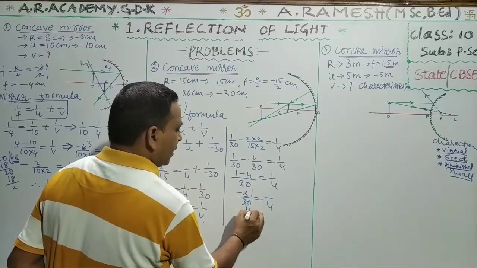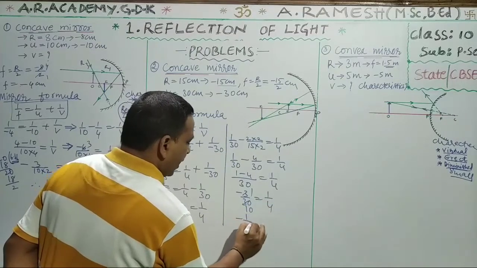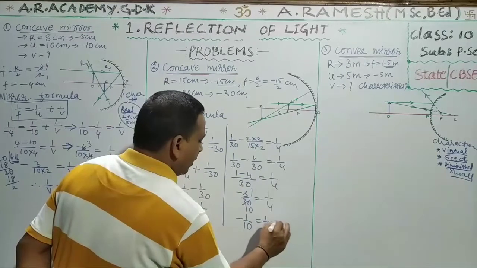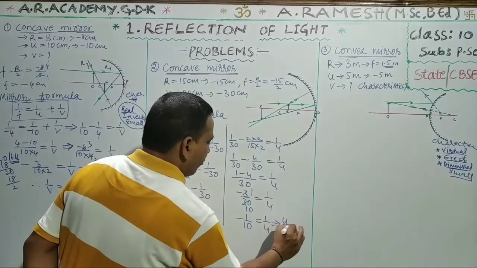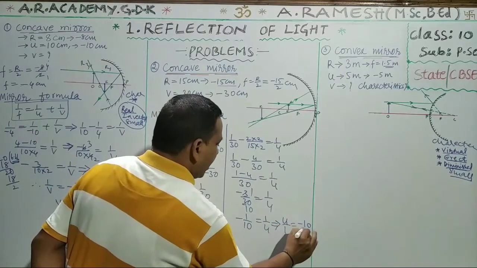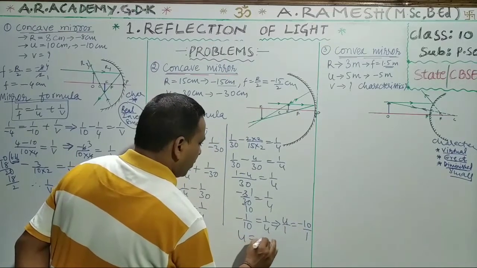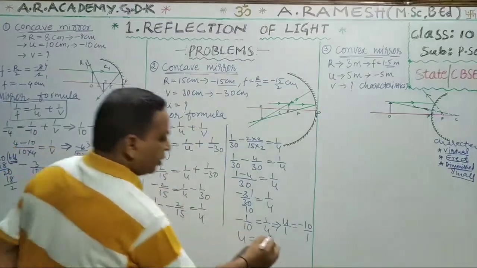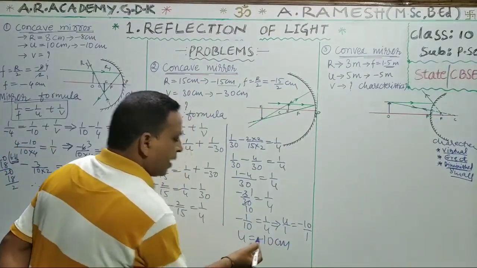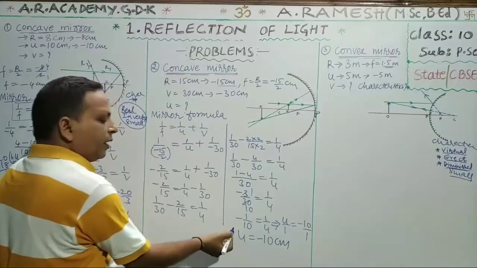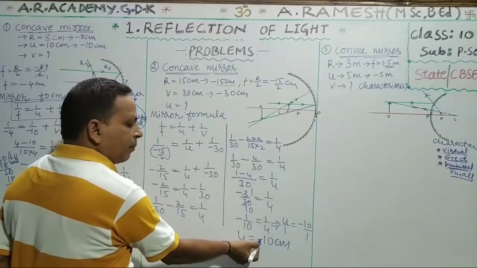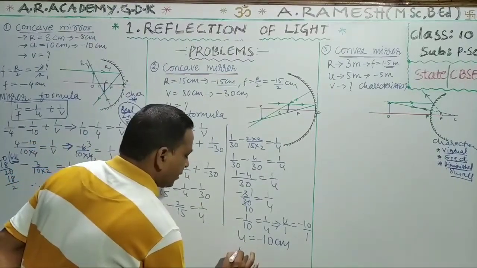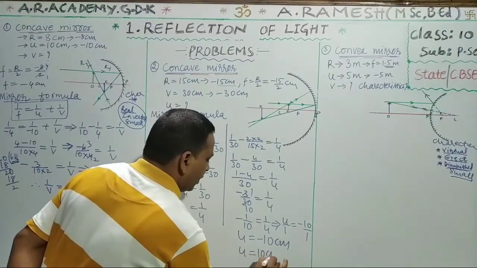3 ones are 3, 3 tens are 30. So minus 1 by 10 equal to 1 by u. This can be written as u by 1 equal to minus 10 by 1. So u equal to minus 10. Here you see centimeters, so you take centimeters. In this, the minus sign, object distance how much came? Minus 10 centimeters. This indicates it is opposite to the light direction. We can write like this: u equal to 10 centimeters. Finally you can write.